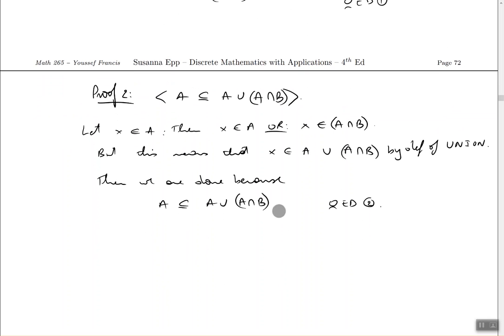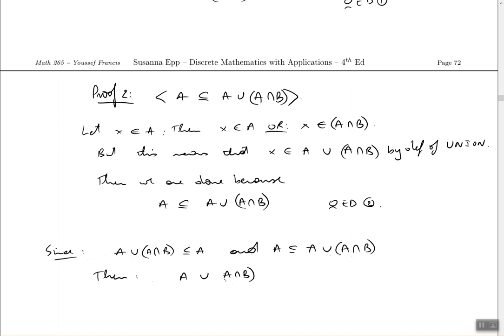So to wrap it up, since in proof 1 we showed that A union (A intersect B) is a subset of A, and in proof 2 we said that A is a subset of A union (A intersect B), then by the set equality we know that A union (A intersect B) is identical to set A. And that's the end of the proof, the original proof at the very start.